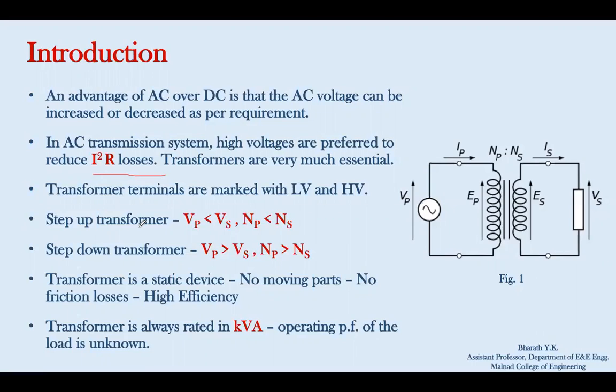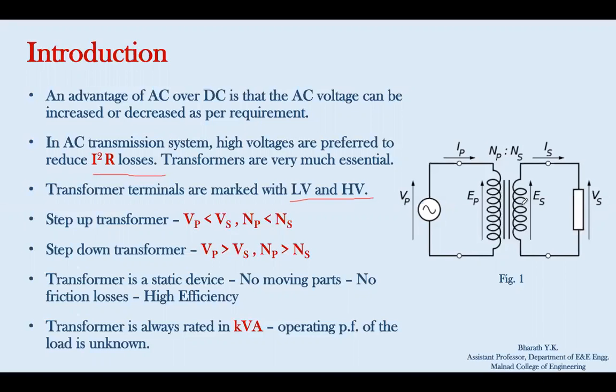Normally, the transformer terminals are not marked as primary and secondary, but they are marked as LV side and HV side, low voltage side and high voltage side. So primary and secondary depends on the connections basically. Here the same transformer can be used as a step up transformer or as a step down transformer.